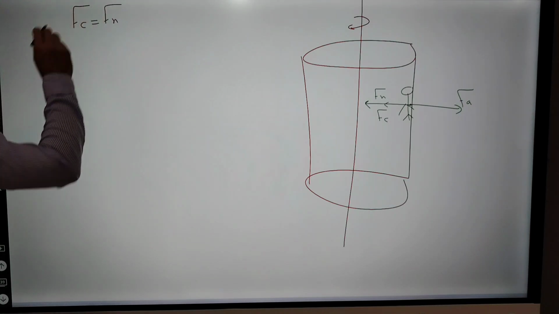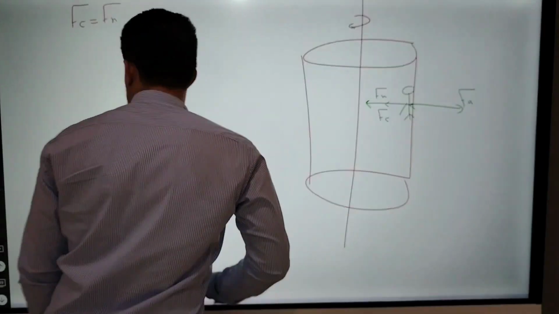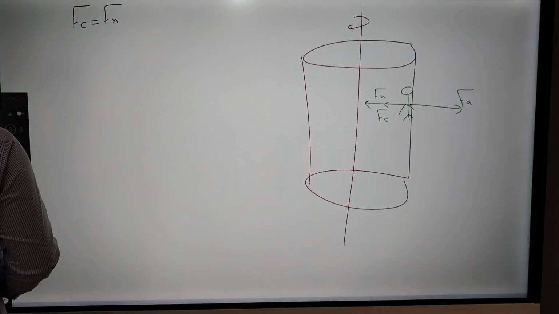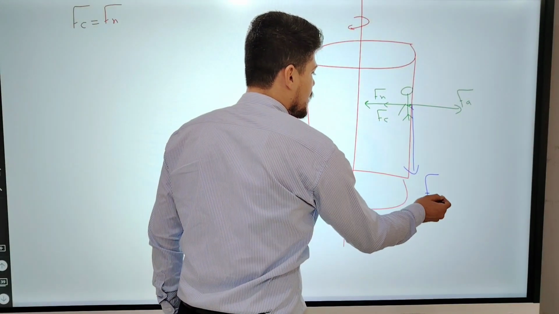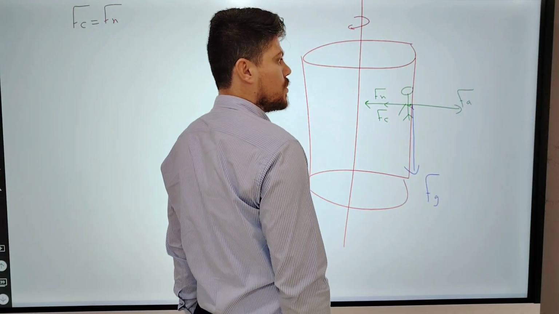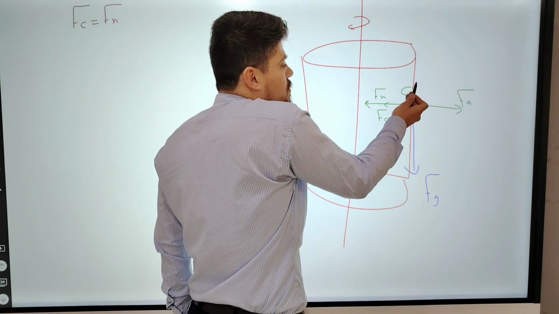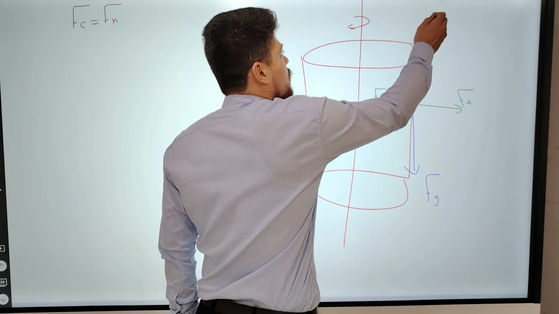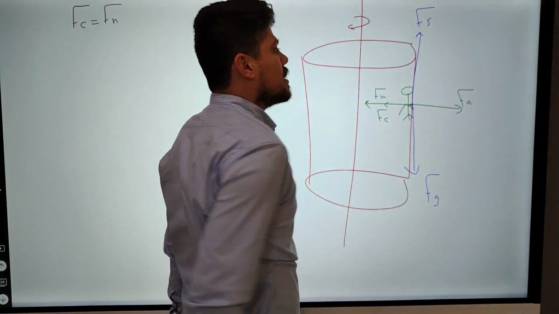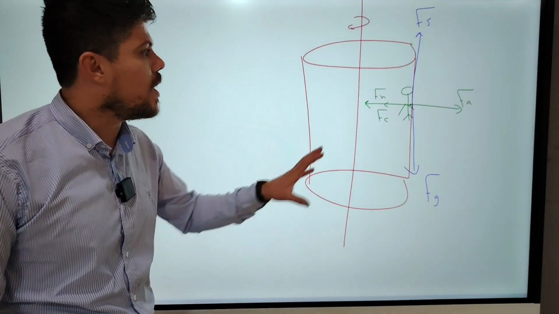Fc is equal to Fa. Okay? So, what about the gravitational force? As you know, the gravitational force is always downward. Fg is always downward. And there is a friction between the back of this guy and the wall of the cylinder, which is static frictional force.